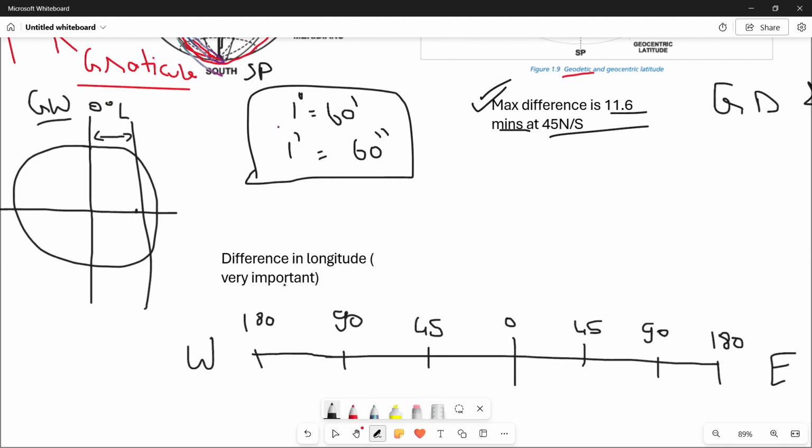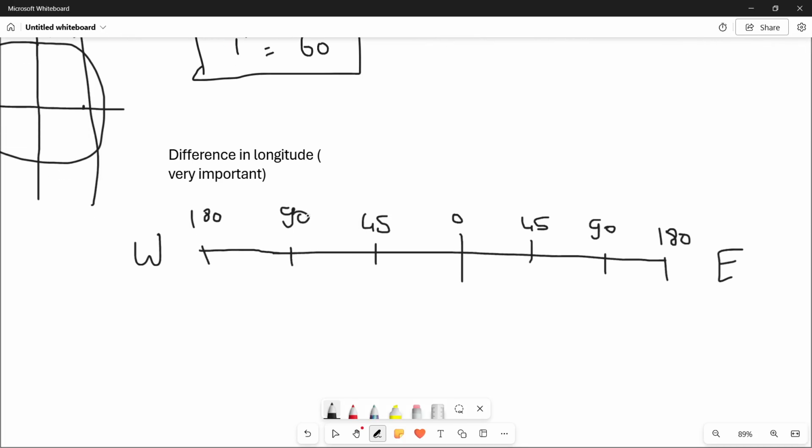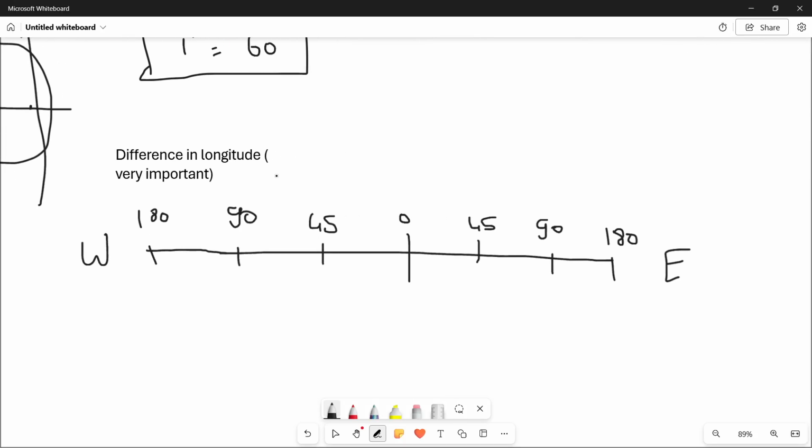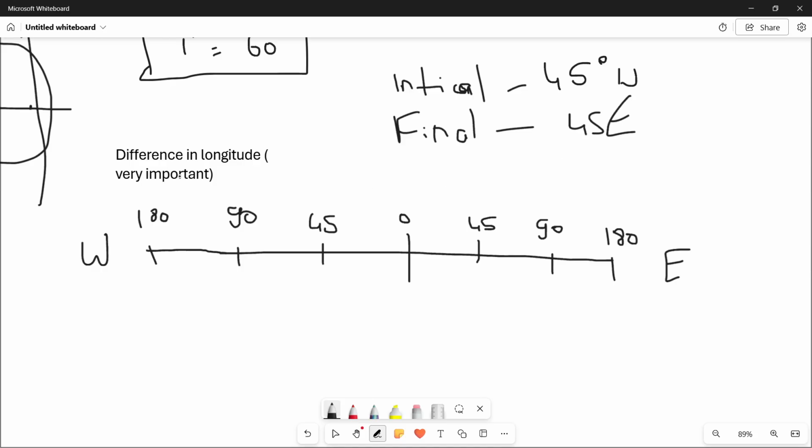Next, which is a very important topic, is finding the difference in longitude between 2 points. If I give an example that my initial position of an aircraft is 45 degrees west, and final is 45 degrees east, what is my difference in longitude?